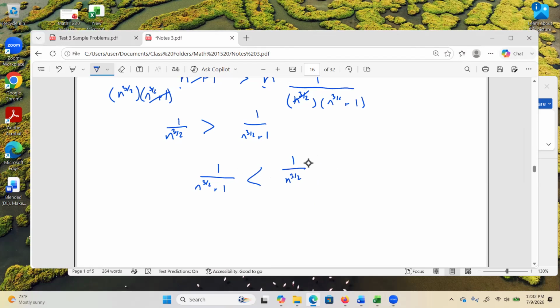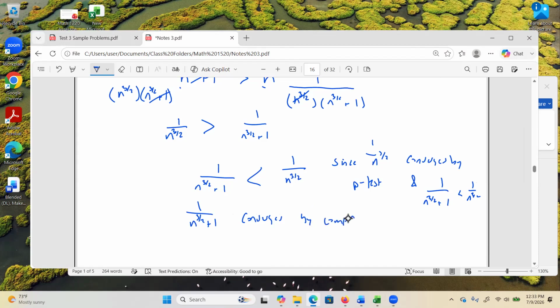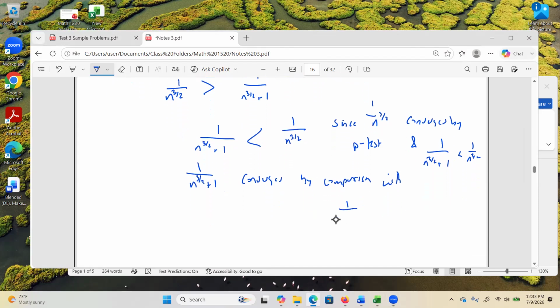Now we can say by comparison: since 1 over n to the 3 halves converges by p-test, and 1 over n to the 3 halves plus 1 is always smaller than this thing that converges, then we can conclude that the series 1 over n to the 3 halves plus 1 converges by comparison with 1 over n to the 3 halves, which converges by p-test.